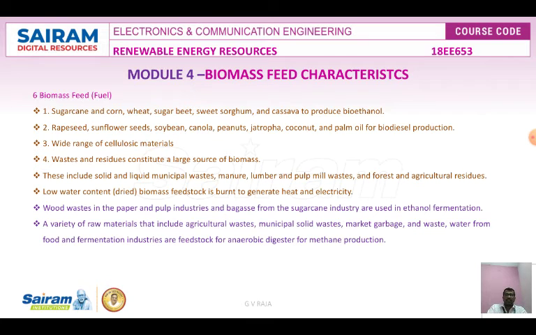Wood waste in the paper or pulp industry and waste from the sugarcane industry are used for the ethanol fermentation process. A variety of raw materials, including agriculture waste, municipal solid waste, market garbage waste, and water from the food and fermentation industries, are used for methane production.